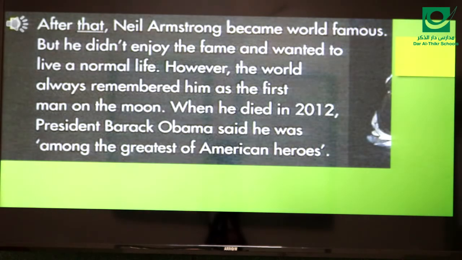And after that, Neil Armstrong became world famous. But he didn't enjoy the fame and wanted to live a normal life. However, the world always remembered him as the first man on the moon. When he died in 2012, President Barack Obama said he was among the greatest of American heroes.